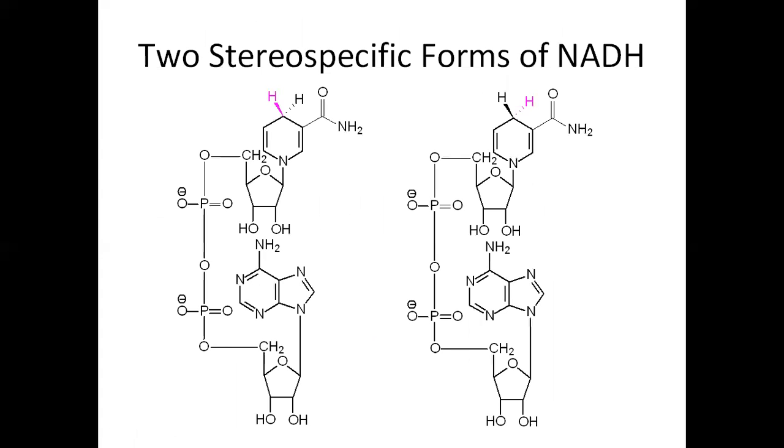There are two stereospecific forms of NAD which are highlighted in magenta on this slide. Note that we are going from an sp2 hybridized carbon in NAD to an sp3 hybridized chiral carbon in NADH. The hydrogen can be attached either to the front of the ring or the back of the ring, depending on the enzyme. And thus the hydrogen that is added will either be pointing forward out of the plane of the ring or behind the plane of the ring.